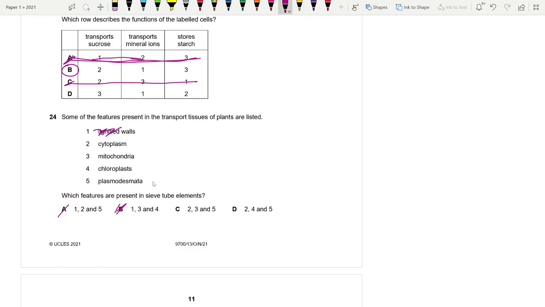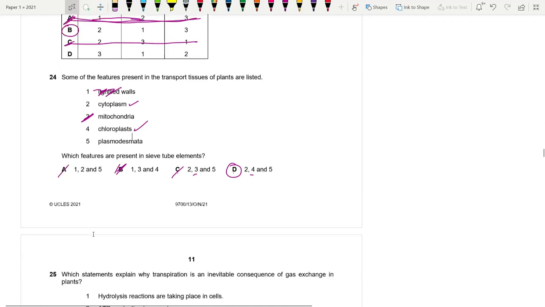2, 3, and 5, or 2, 4, and 5. Only 3 or 4 is the determining factor. Okay, sieve tube elements. Remember, sieve tube elements do not have mitochondria. That's why C is wrong. D must be the correct answer. It has scanty cytoplasm. It does have chloroplast, and it does have plasmodesmata connecting it with the companion cells. Okay, but no mitochondria. Clear?